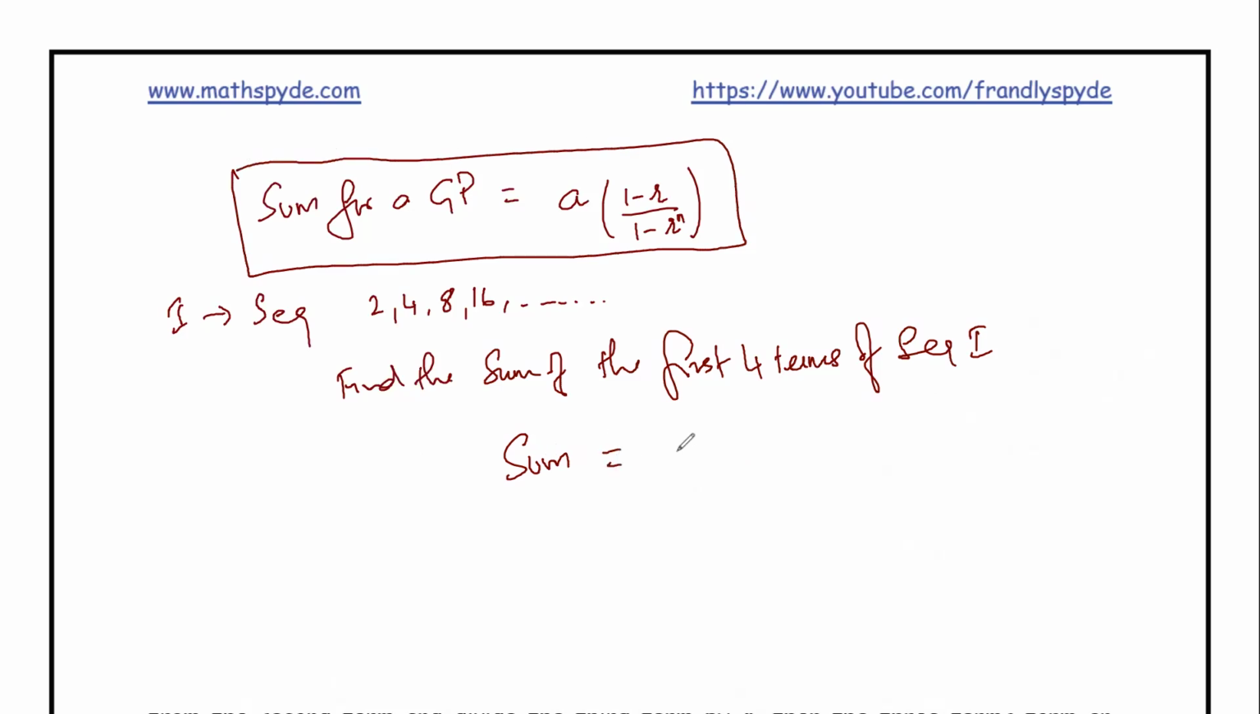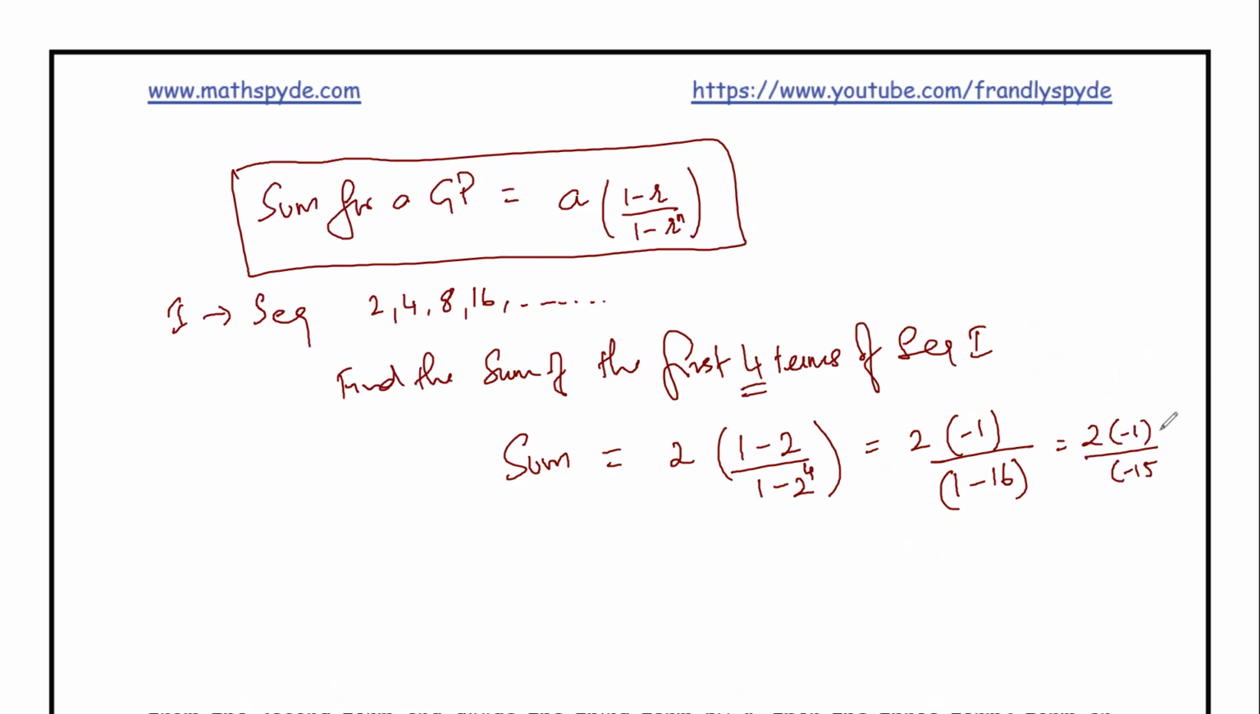Where a is the first term, r is the ratio. The ratio is 2 out here, upon 1 minus 2 raised to 4, because we are taking the first four terms. So 2 into 2 minus 1 upon 1 minus 16, since 2 raised to 4 is 16. So that's 2 into 1 upon minus 15. So yes, there was an error.